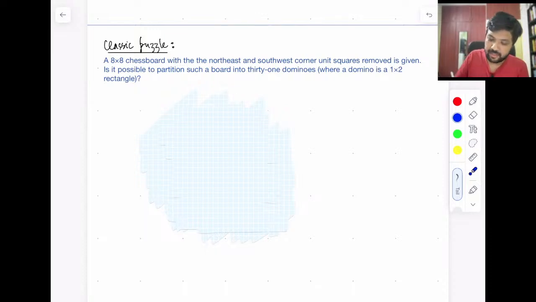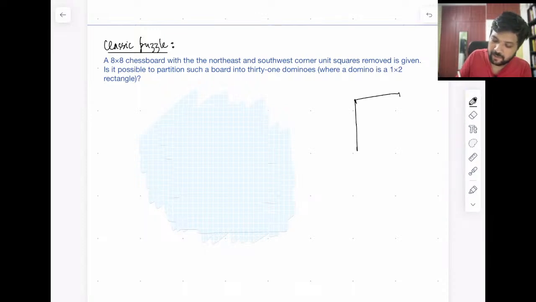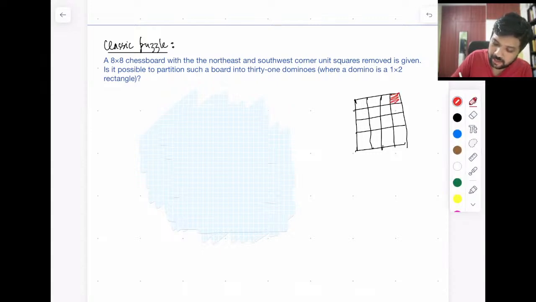Can you cover it? Essentially, if you have a square like this, instead of 8x8, let me draw a 4x4 for you. What has happened is that this piece and this piece have been removed. Now, if they have been removed, let's erase them. These have been removed. It's a very classic puzzle. It's generally considered a puzzle rather than a math problem.